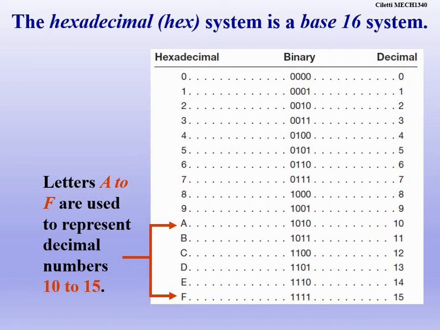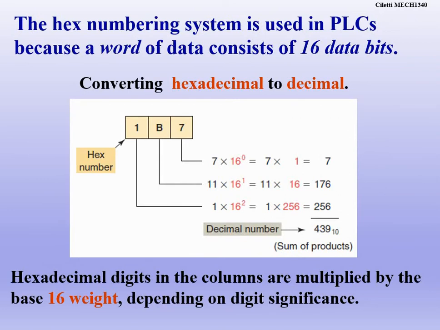And then we repeat. After that, you would have, incrementing what's in front, 10, 11, 12, 13, 14, 15, 16, 17, 18, 19, 1A, 1B, 1C, 1D, 1E, 1F. Start over with a 2 in front. So that's the hexadecimal numbering system, base 16.